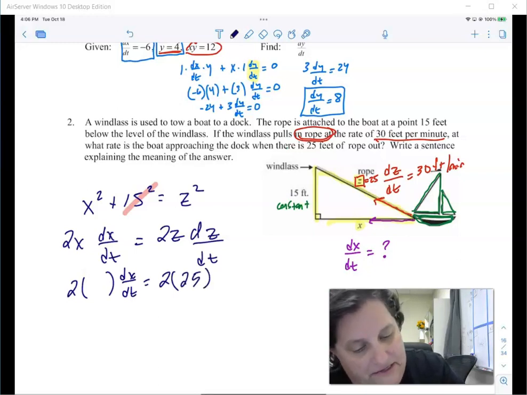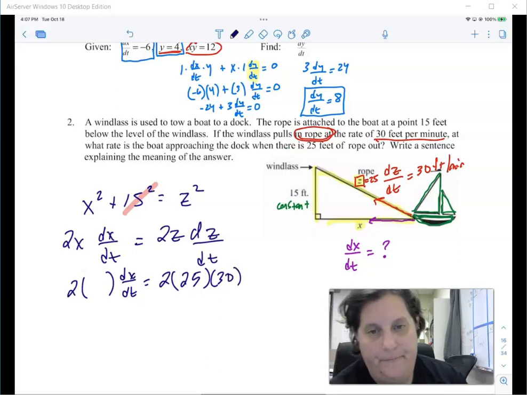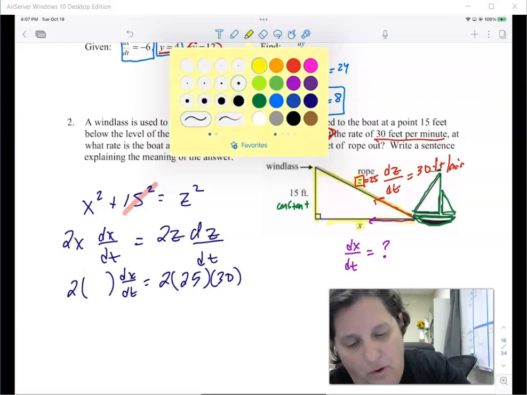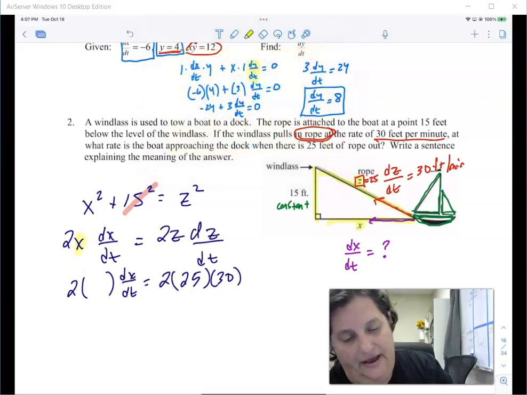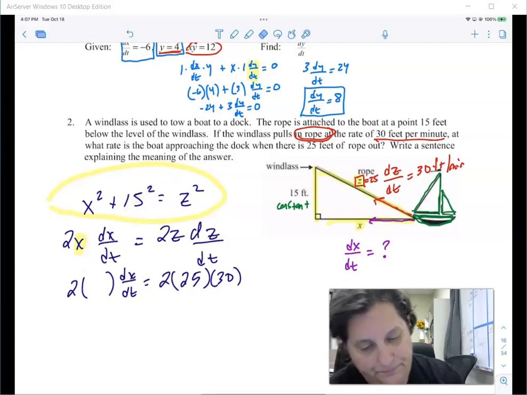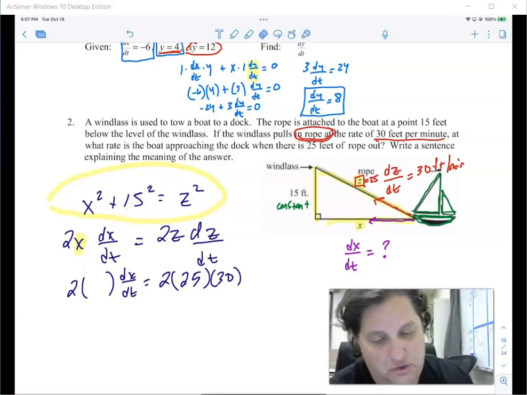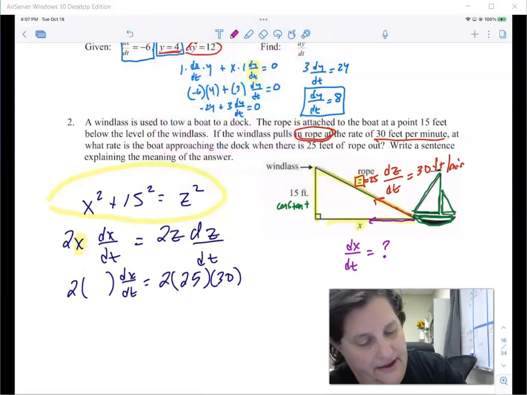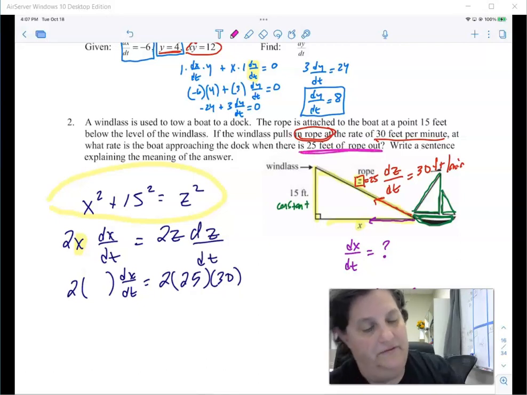And dz dt is 30. Okay? I didn't have an x though. Is there somewhere I could go back and find that x? Well, let's look in here. Let's bring the 15 squared back. Z is 25. So if I plug that in, x squared plus 15 squared equals 25 squared, because this says at the point when there's 25 feet of rope.